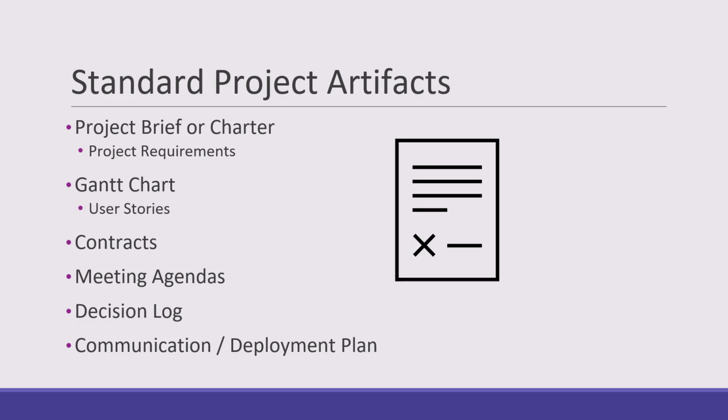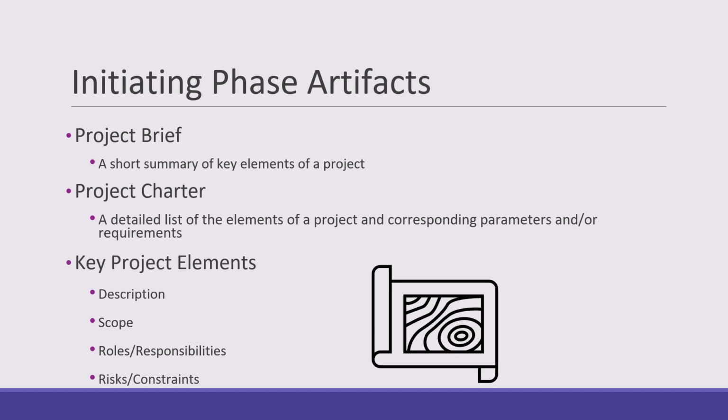In the next phase, planning, we will be discussing Gantt charts and user stories in great detail. A Gantt chart is a document detailing each of the project phases and the tasks required for each of those sections. User stories are descriptions of the end result of work that the project is trying to accomplish. Other important artifacts relating to the project include contracts, meeting agendas, presentations, a list of decisions, and a plan for releasing the project after it has been completed.